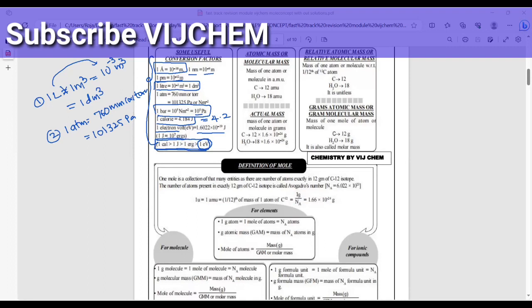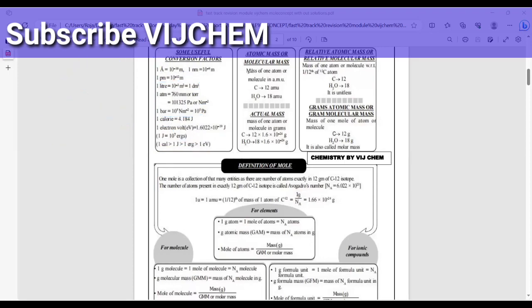Now let us see about the molecular mass. Molecular mass is calculated by comparing with respect to carbon, and carbon mass is taken as 12 AMU. When you compare with this, the number of times its mass is compared with 1 by 12 of carbon, because 1 by 12 is 1 AMU, you can write it in AMU. And remember, AMU is always for one atom. So if I write 12 AMU, it means 1 carbon atom.